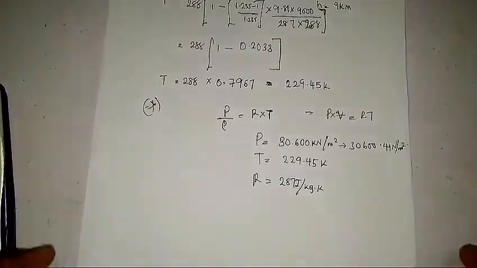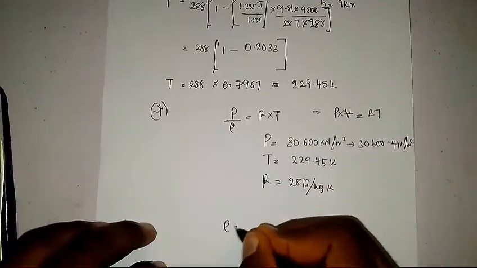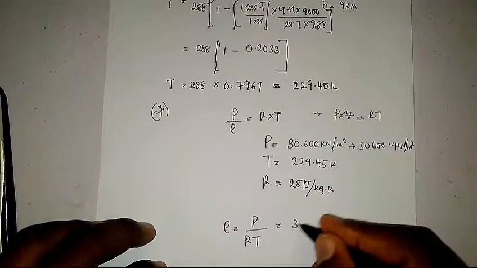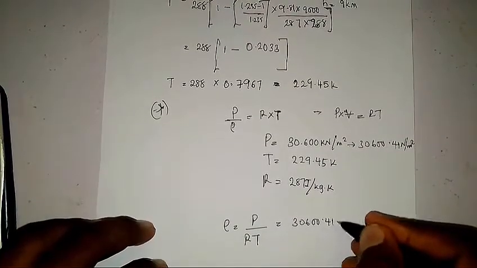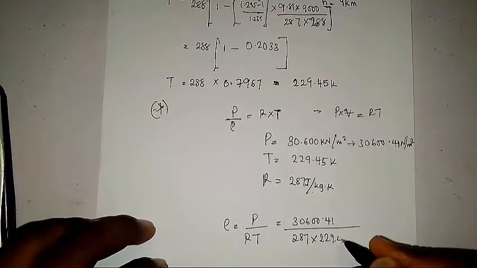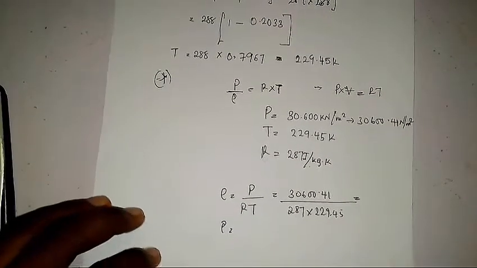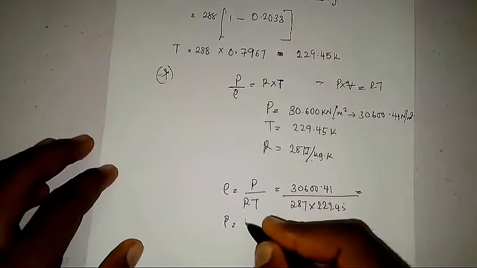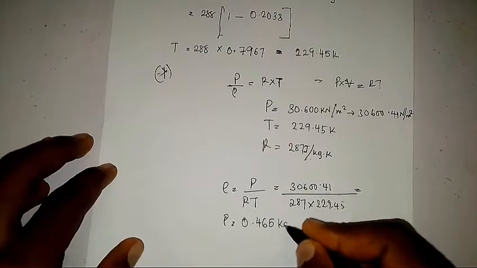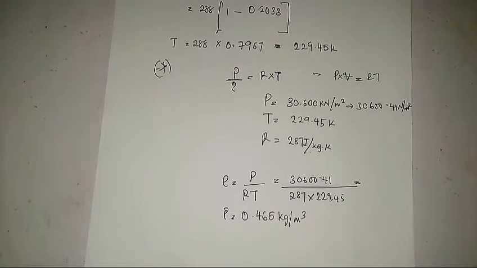So the density at 9,000 meters, making density subject of the formula here, we have density is equal to pressure divided by RT. So this gives me my pressure, which is what? 30600.41 divided by 287 times 229.45. So this gives me my density at the height of 9,000 meters, gives me 0.465 kilogram per meter cube. So that's my density.